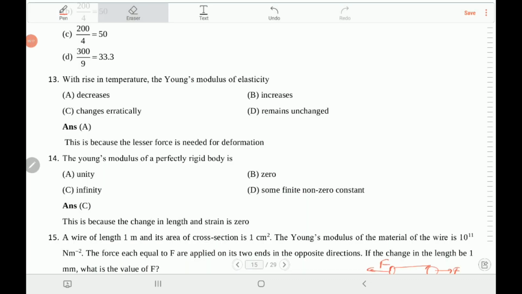Moving on. With the rise in temperature, the Young's modulus of a wire of elasticity. Young's modulus, Y, is equal to F divided by A, stress divided by longitudinal strain. And you can write the formula as F divided by A, L by delta L. Continue further. But he says with increase in temperature, what happens to Young's modulus? How do you bring temperature into this formula?